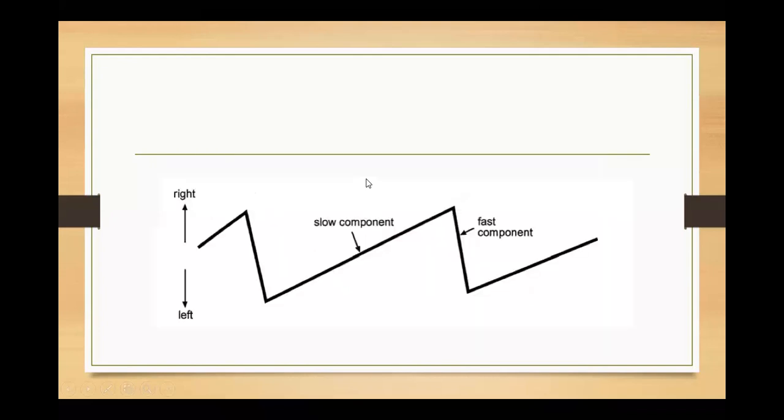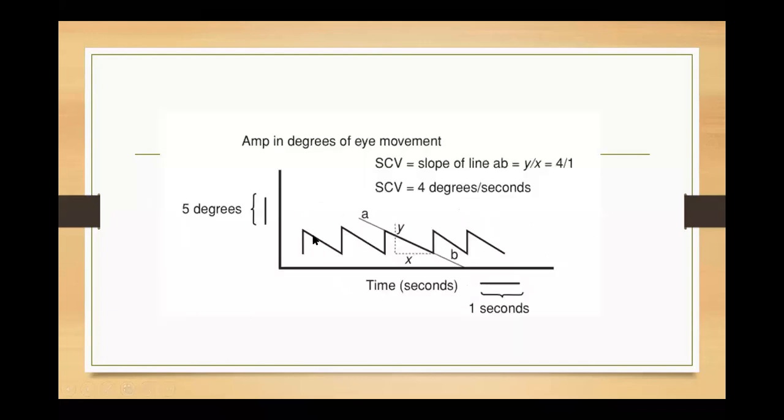You understand? Look at this. The slow component is towards the up, which means right side. And the fast component is towards the down, which means left side. Look at here. The slow component is towards the left, and the fast component is towards the right. Left, right, left, right, left, right. So this is what beating nystagmus, left or right? The fast component is towards the right side. So this is called right beating nystagmus.